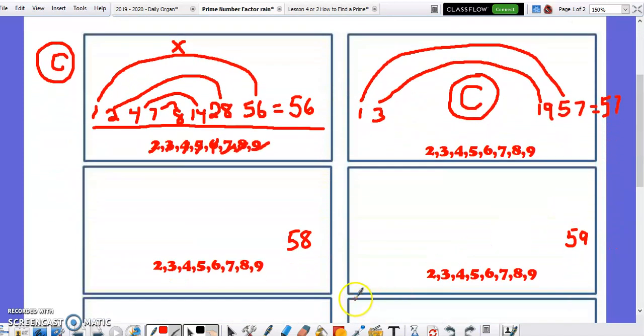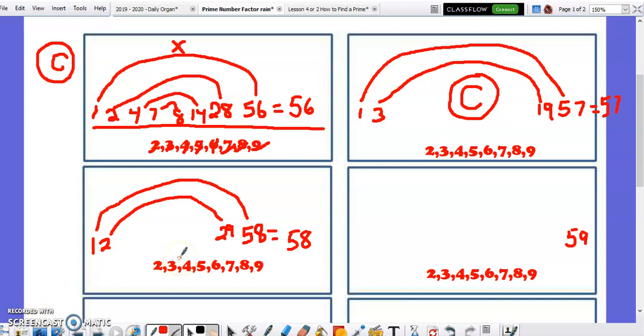How about 58? Go ahead and do the prime factorization or create a factor rainbow starting with 1 and rainbow link to 58 to check and see if 58 is prime or composite. And then answer the question, is 58 a prime or composite number? 58 is not a one rainbow. That's because 1, 2, 29, and 58 are all factors of 58. And if you have more than 2 exact factors, then you know that 58 is a composite number.